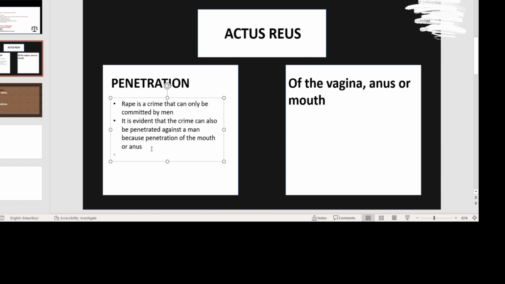It's also important to know how penetration is considered. I will explain later. A man can be penetrated, so a man can face rape. But rape can only be committed by a man, not a woman, with an exception, which I will talk about later.